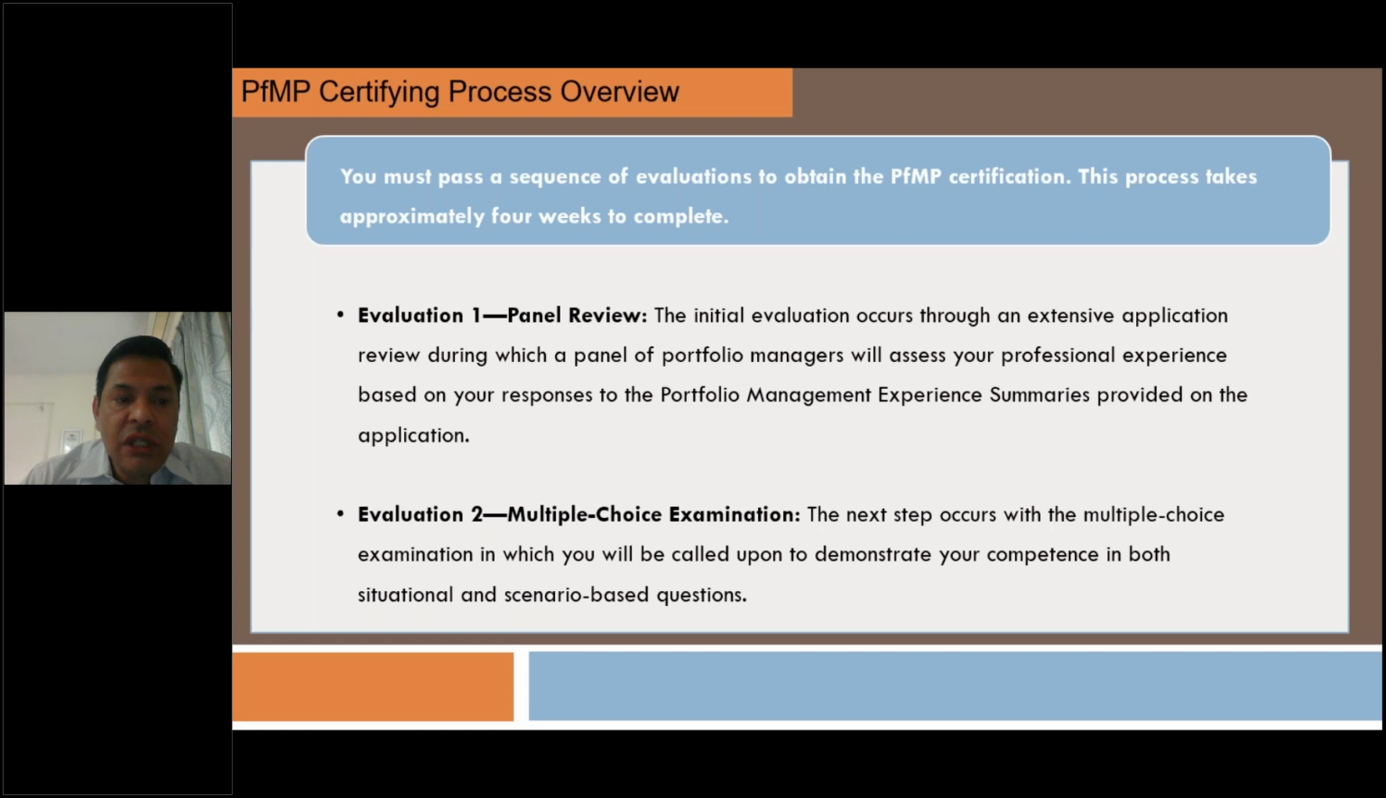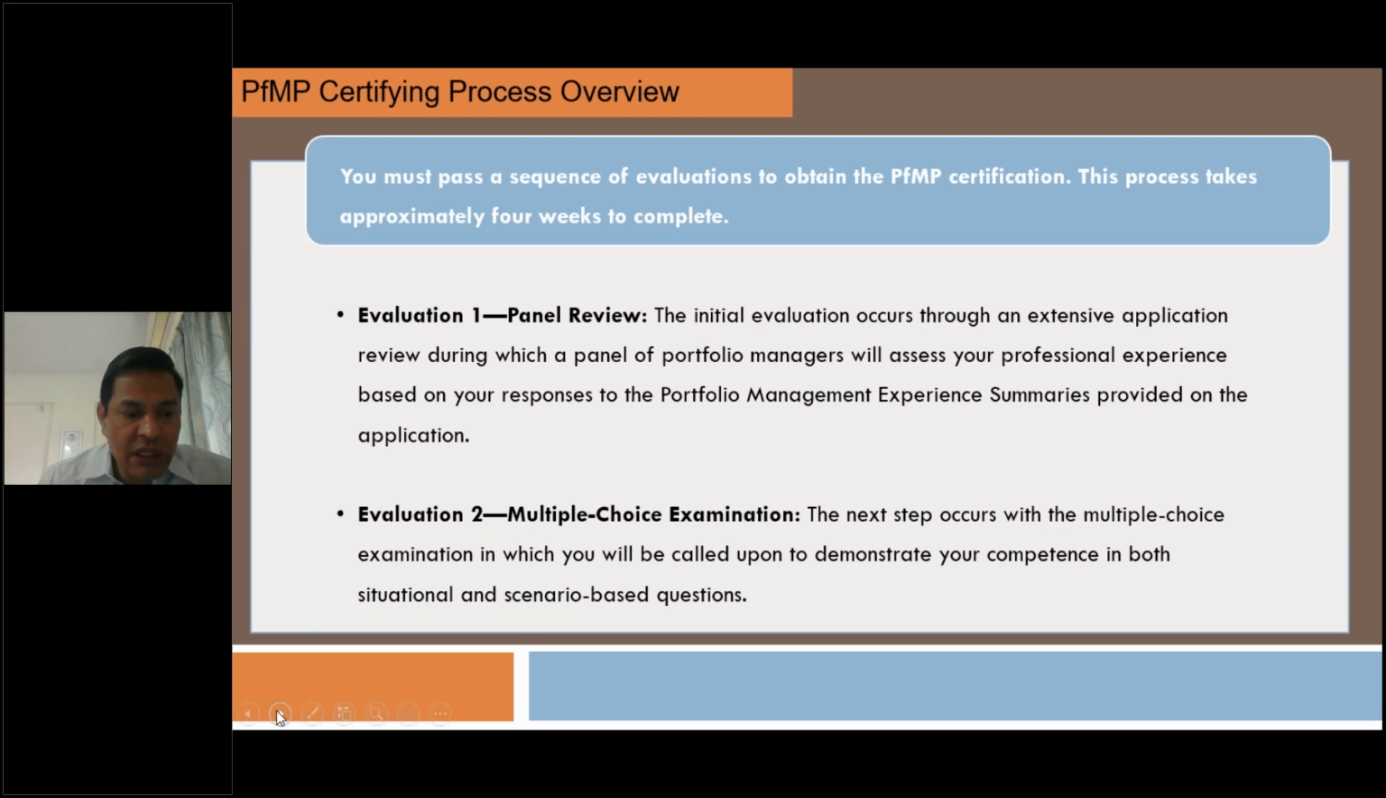Only when your first evaluation stage is completed will you go to the other evaluation, which is the multiple choice examination. You'll have to sit for a 4-hour exam with around 170 multiple choice questions. But that second stage begins once your panel review process is complete. For that, we are meeting today to discuss how to write a great application which will be reviewed by PMI-approved panelists. They are already PfMP certified and will evaluate your portfolio management experience and judge whether your application meets the portfolio management experience requirement or not. So that's what we will do in today's session.